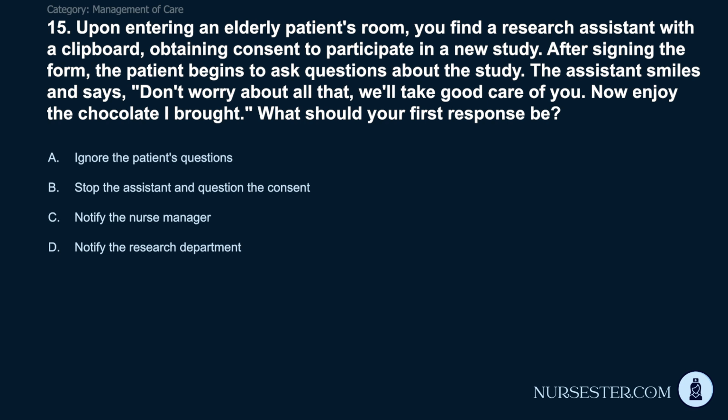What should your first response be? A. Ignore the patient's questions. B. Stop the assistant and question the consent. C. Notify the nurse manager. D. Notify the research department. Correct answer: B. Stop the assistant and question the consent.